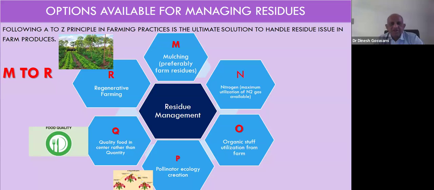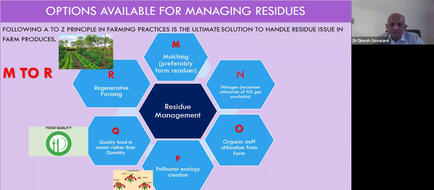Next one is regenerative farming. As an option to modern agriculture and industrial agriculture, regenerative farming is not a totally new concept, but regenerative farming is one of the best solutions to get away from pesticide and chemical fertilizer residues, to get quality foods, and to maintain the overall ecosystem and address global warming issues. Regenerative farming is one of the best solutions if farmers adopt it very properly.